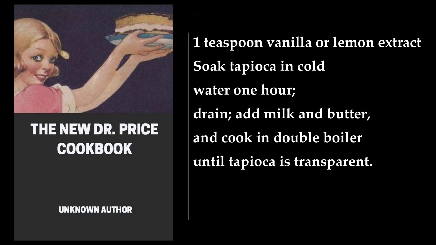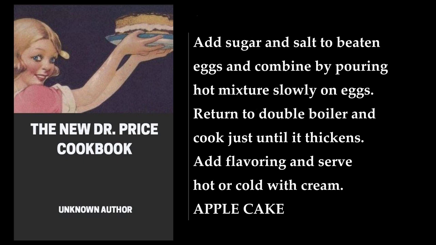Soak tapioca in cold water 1 hour. Drain, add milk and butter, and cook in double boiler until tapioca is transparent. Add sugar and salt to beaten eggs and combine by pouring hot mixture slowly on eggs. Return to double boiler and cook just until it thickens. Add flavoring and serve hot or cold with cream.